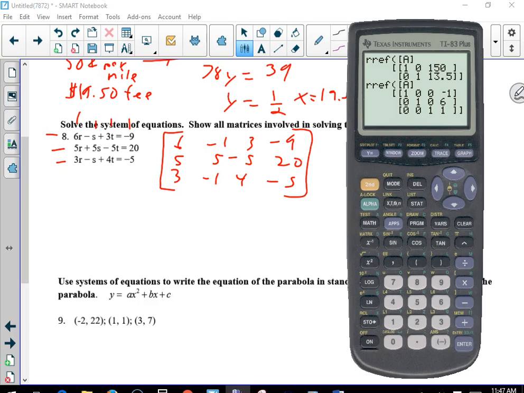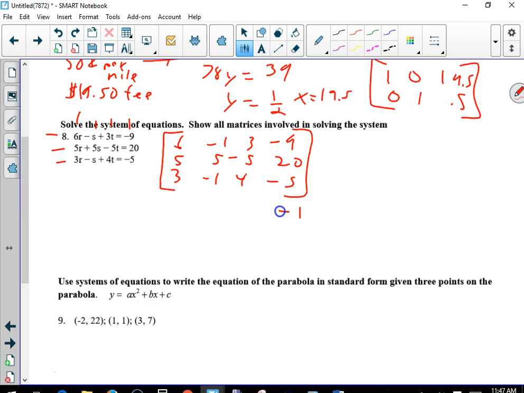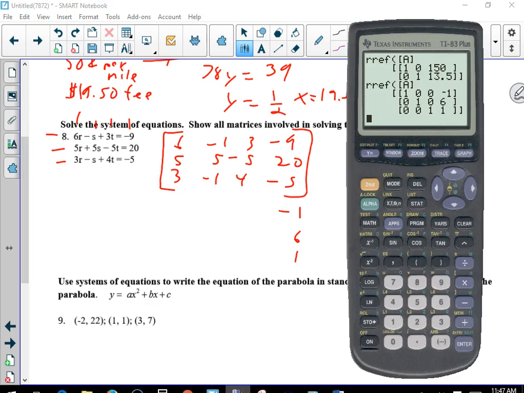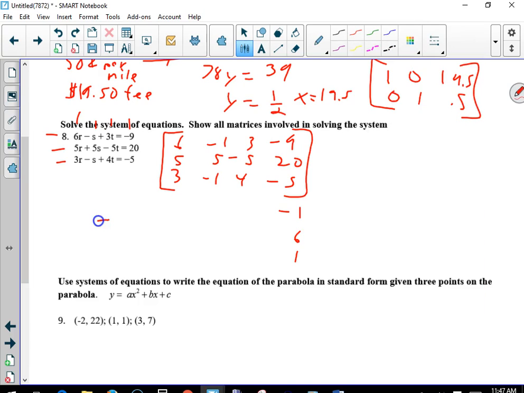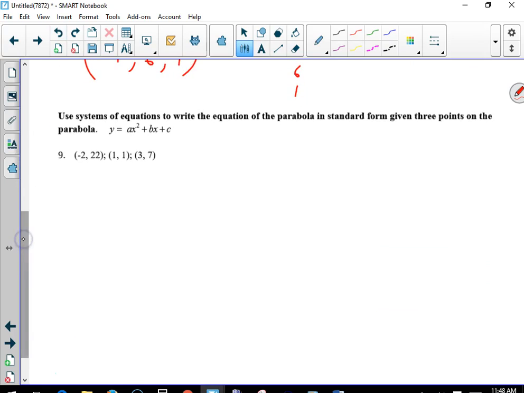We have our nice diagonal pattern of our ones, and we have -1, 6, 1. Now, we can't leave it like that. Remember, we must write it as a point in space. X, Y, Z.